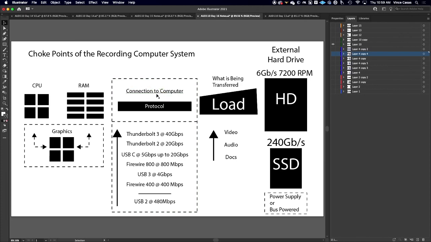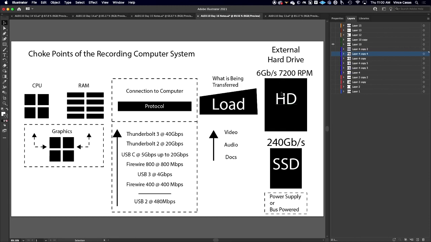First of all, we have the connection protocol. What is being connected? Is it USB? Is it FireWire? Is it Thunderbolt? And then we have the load that's being transferred, which really weighs in on how important it is to have a fluid communication between the hard drive and the computer. And then we have the hard drives themselves. So if we start at the hard drives themselves, let's just mention a couple things.